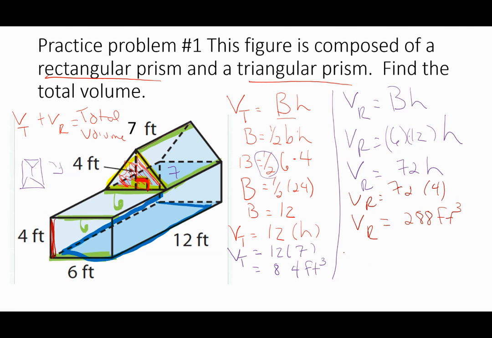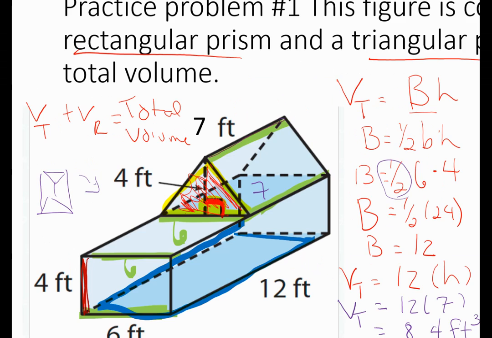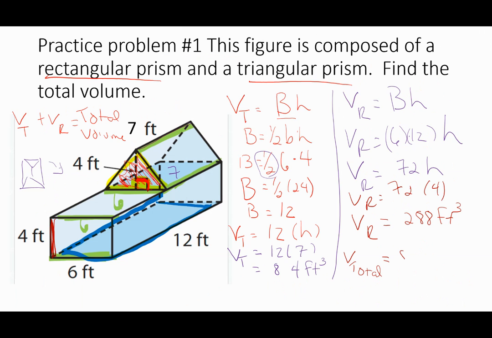So the volume total is 84 plus 288 equals 372 feet cubed.